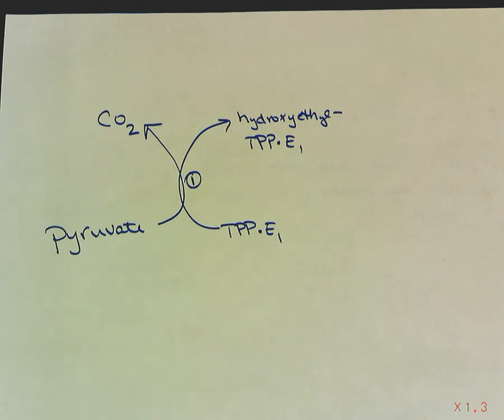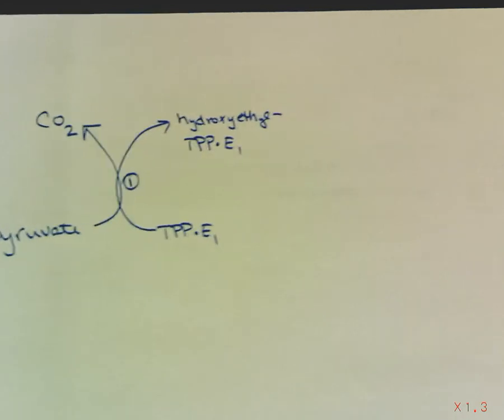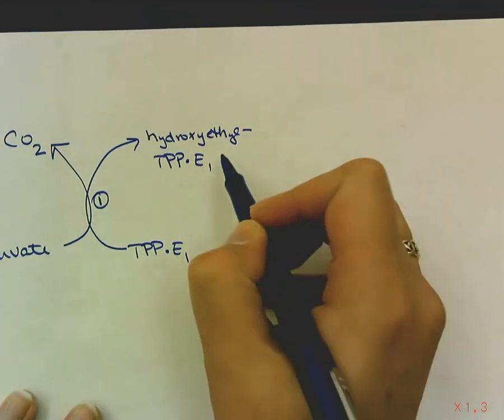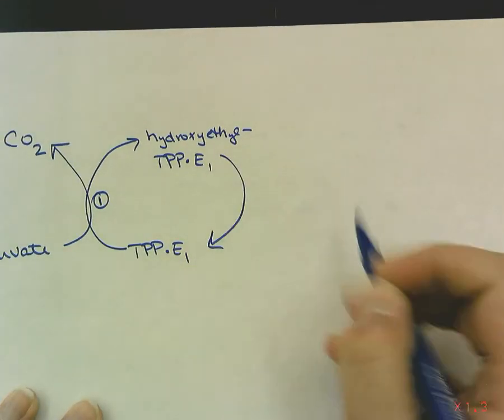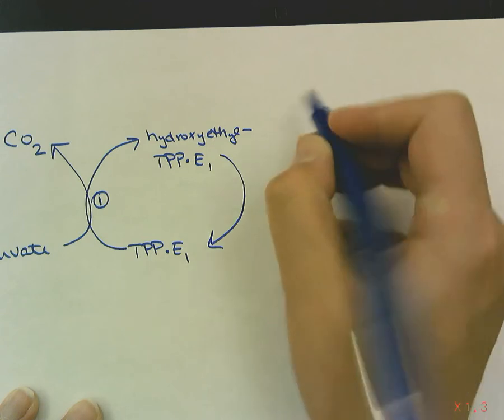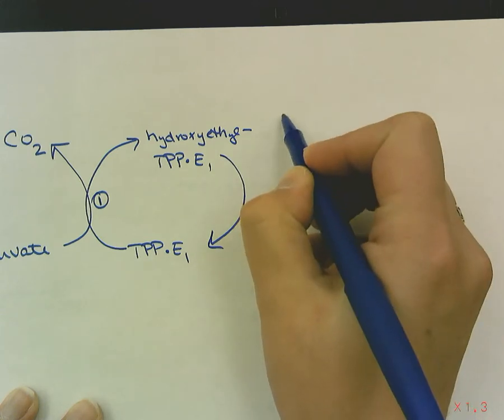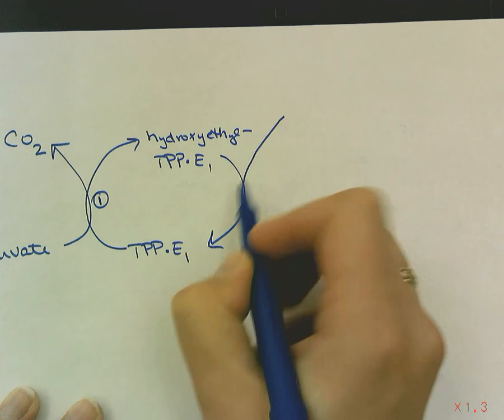So now enzyme 1 needs to regenerate its TPP, right? Because it's an enzyme, it has to get back to its original form. And it's going to do that. It's going to regenerate this way. I'm writing way too big. So this is step 2.